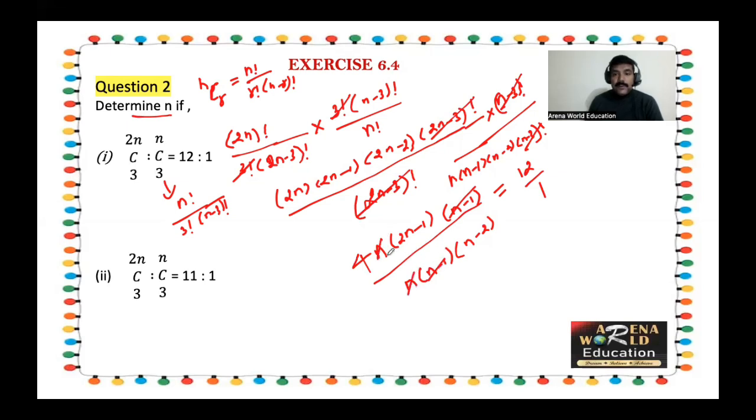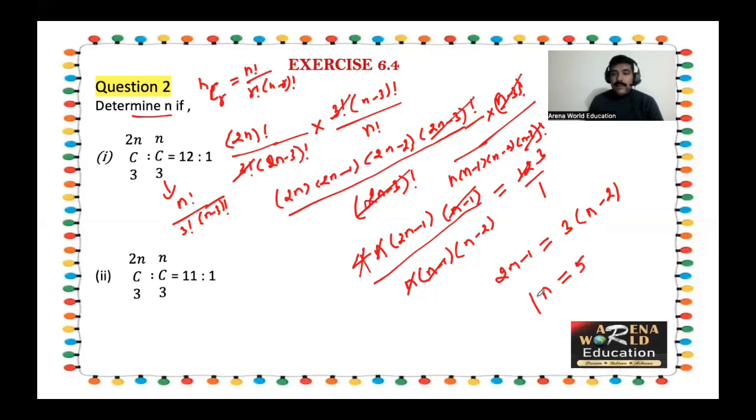And n will be gone. We are left with 4 and this is 3, right? So we are left with 2n minus 1 and this will be 3 into n minus 2. So 3n, and this will be 2n. So 2n minus 1 equals 3n minus 6, so this will be n, and this will be minus 6. So plus 6 minus 1.